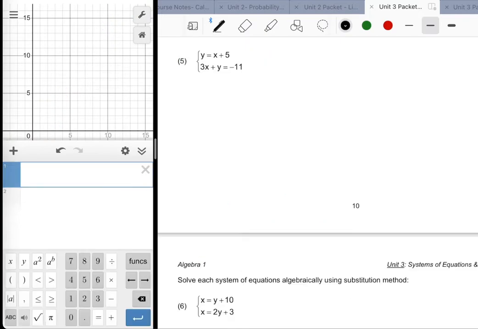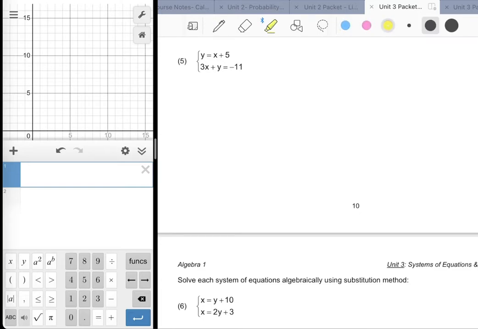And if you want to solve a system of equations using substitution, it involves exactly what the title suggests. What you're going to do is substitute or replace part of one equation with part of another equation. All right? So we're going to look for an equivalent relationship that allows us to make that substitution. All right? So looking at number 5, we want to make an observation. The first observation that we could make is that y is equal to x plus 5.